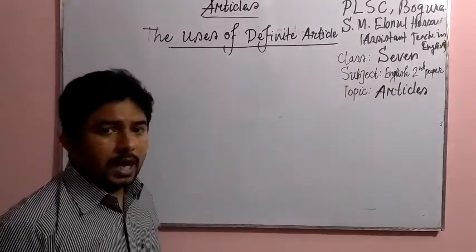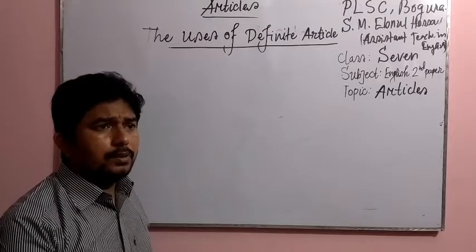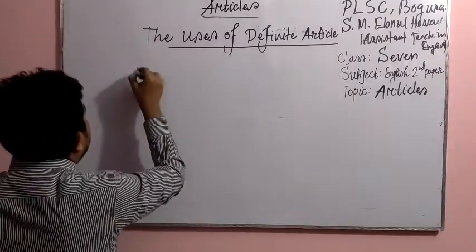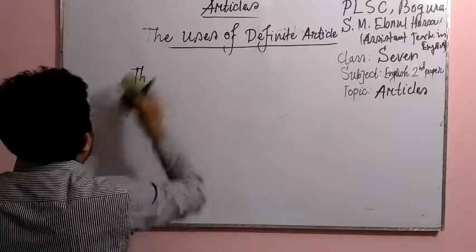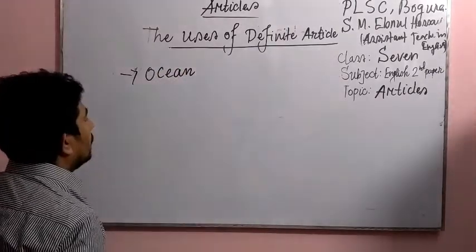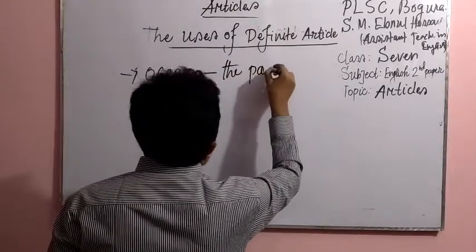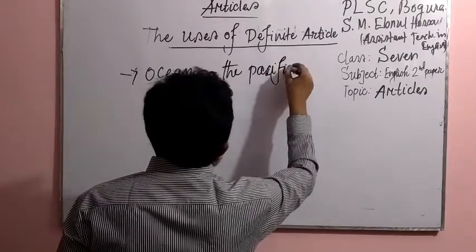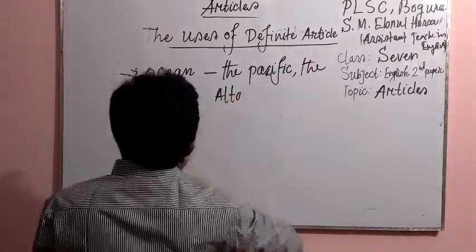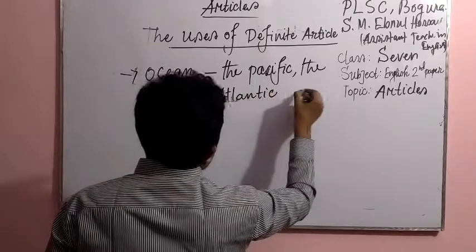And before going to the third rule, I am going to write down some more examples about the definite articles that we use before the proper nouns. That means ocean. We use the definite article before the name of the ocean. That means the Pacific, the Atlantic, etc.